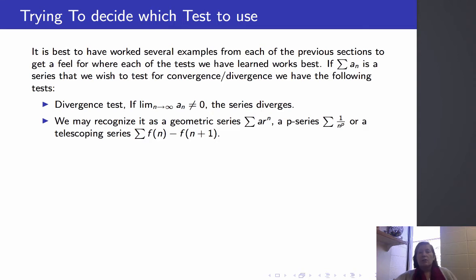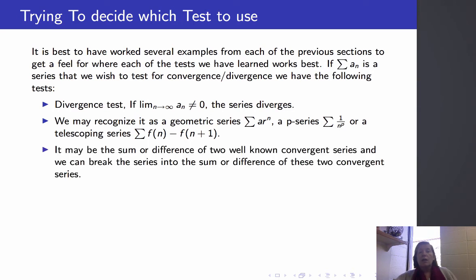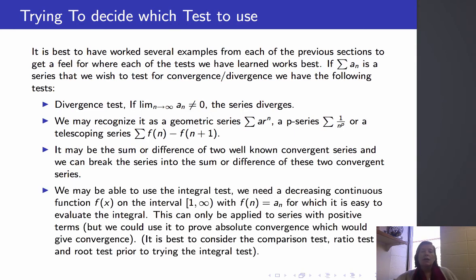You might recognize it as a geometric series or a p-series or a telescoping series, in which case you can almost immediately tell whether it converges or diverges. It might be the sum or the difference of two well-known converging series, in which case you can break it into the sum or difference of these two series and perhaps conclude convergence or divergence from that. The integral test, again, was something we just used as a means to an end to determine whether p-series converged or diverged, but it can be applied more widely.